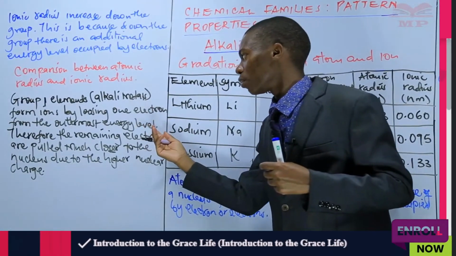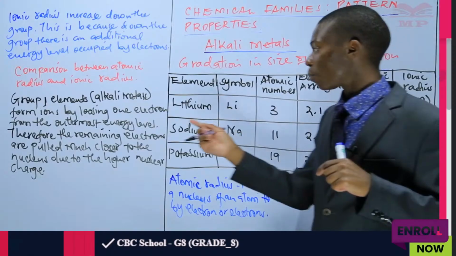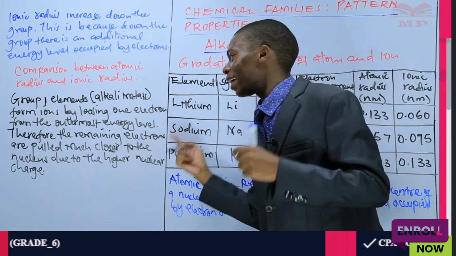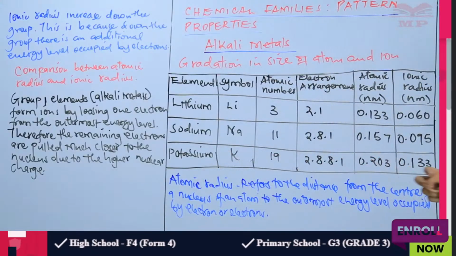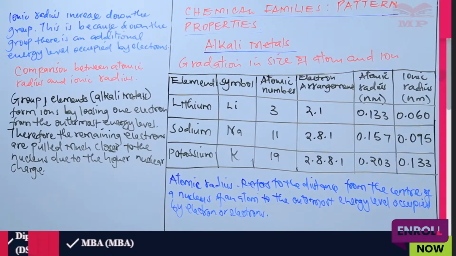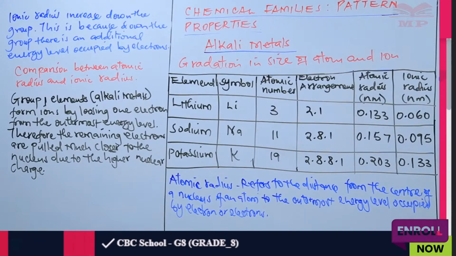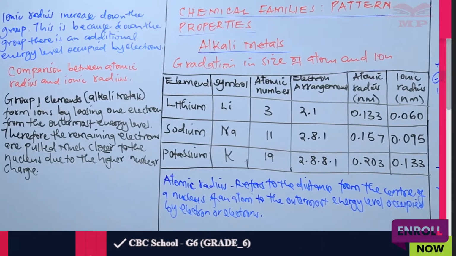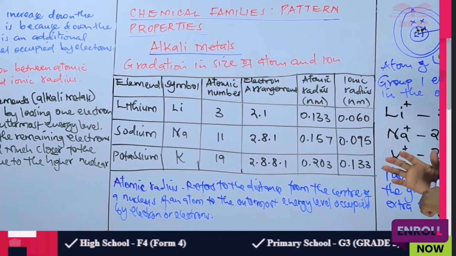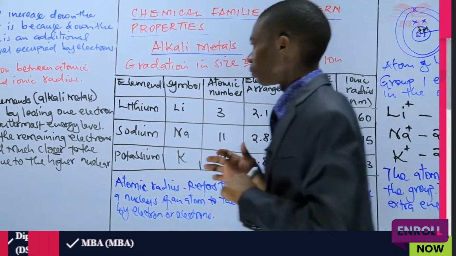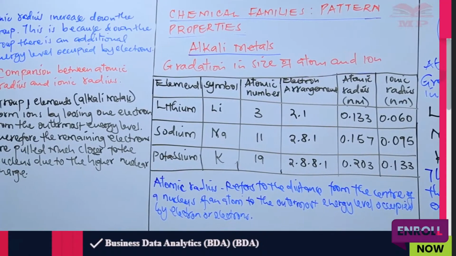from the outermost energy level, and therefore the remaining electrons after ion formation are pulled much closer due to the higher nuclear charge at the nucleus. So this higher nuclear charge is why the ionic radius for group 1 elements will always be lower than the atomic radius. Therefore, that is what I wanted you to understand in this.